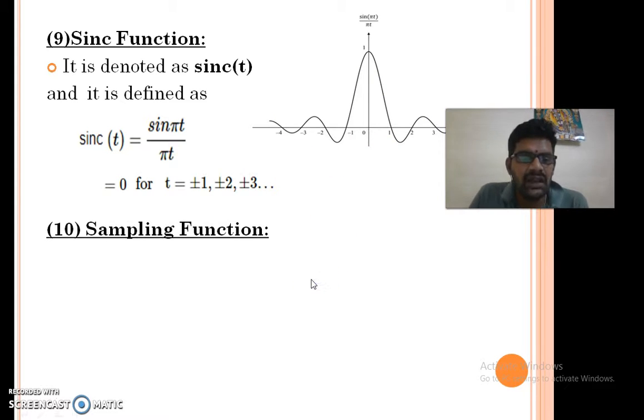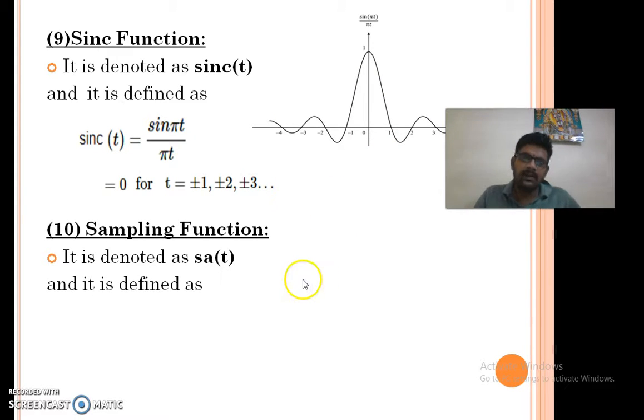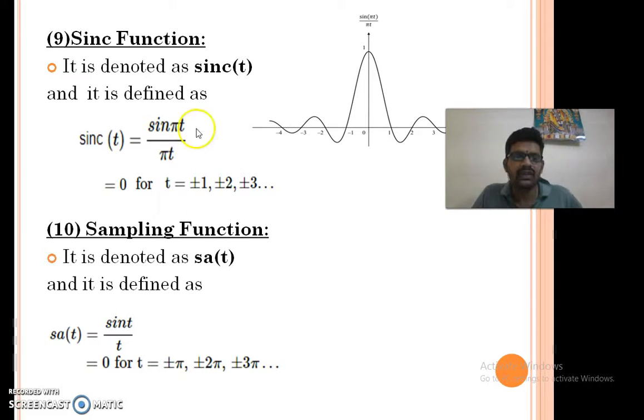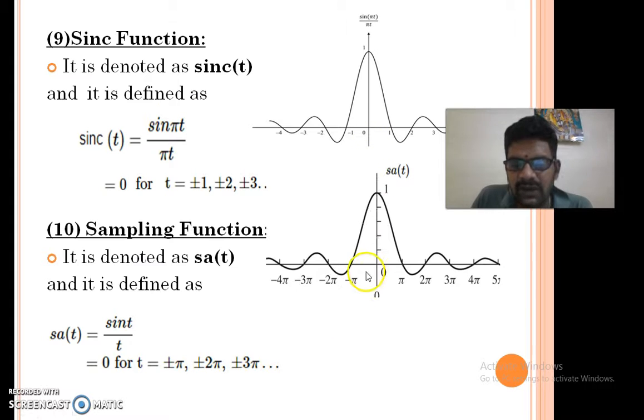A similar, important function is the sample function, Sa of t. Both definitions are the same. Here it is sin pi t by pi t, and here it is sin t by t. So this is the only difference. Here pi is there, here pi will not be there, but the time scale is plus or minus pi, plus or minus 2 pi, plus or minus 3 pi. The same function, but the zero crossings occur at pi, 2 pi, 3 pi, minus pi, minus 2 pi, minus 3 pi.